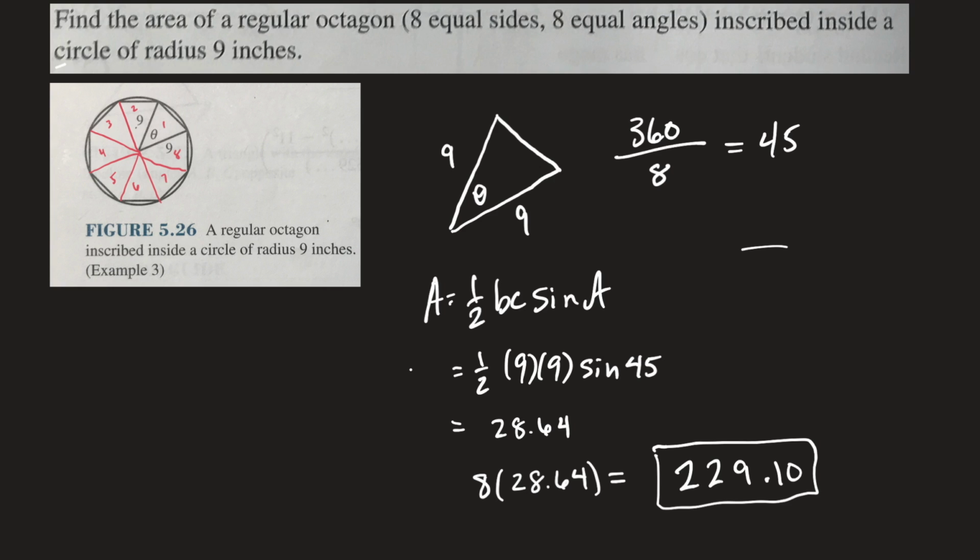So you can take any sort of regular polygon inside of a circle, and you can always find its area by simply adjusting this formula, getting the right angle measure and using the radius of the circle here. And that's how you do it.